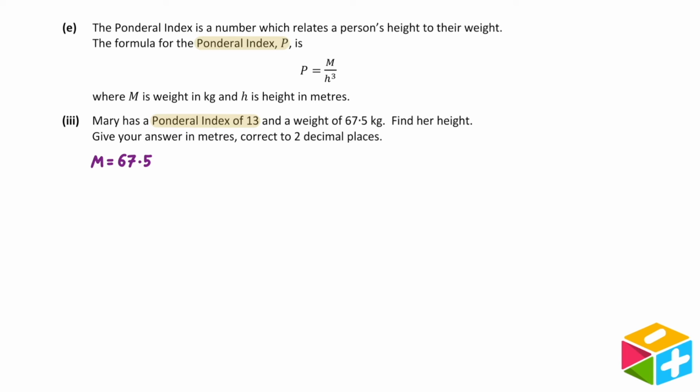P represents the ponderal index, and we are told that Mary has a ponderal index of 13. So here, p is equal to 13. In the previous part of the question, we found a formula which allows us to calculate the height h in terms of m and p. H is equal to the third root of m over p. Well, we know the value of m and the value of p, so to find our height h, all we have to do is sub these values into this formula.